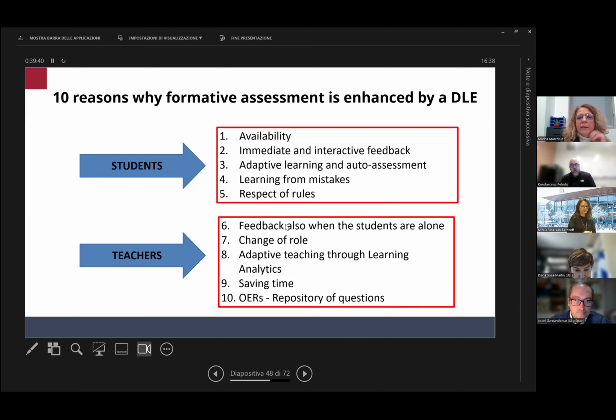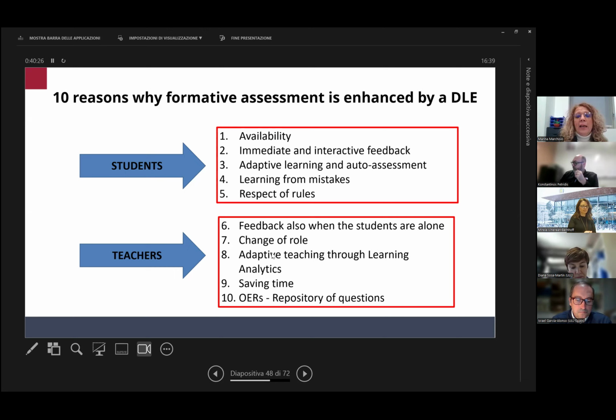So I can say there are 10 good reasons to use a digital learning environment in order to put formative assessment into practice. As you can read here, for the students: availability, immediate interactive feedback, but also adaptive learning and auto-assessment, learning from mistakes, and also learning to respect rules. That is also very important because the computer is stupid: if you write in the wrong way, or if you make a few mistakes, of course the answer is wrong.